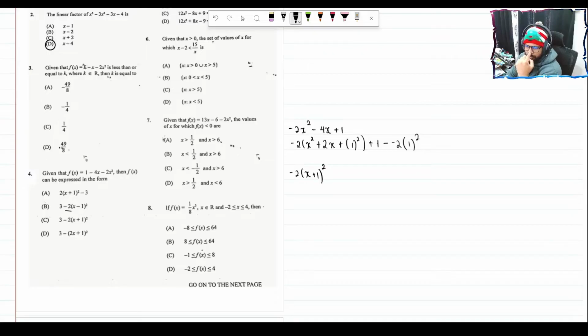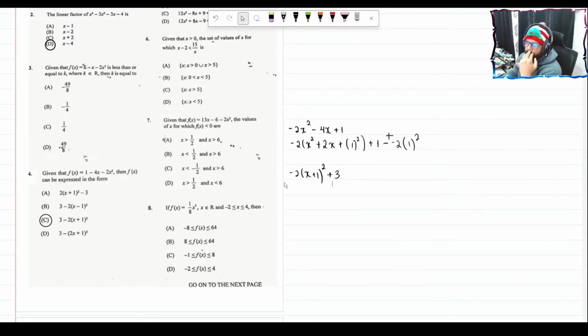So minus 2 into x plus 1 all squared, this is the only option that gives me minus 2 into x plus 1 all squared. So my answer is gravitating towards C, but let me complete it and see if this actually is 3 over here. This is plus, there's 1 plus 2, which is 3.